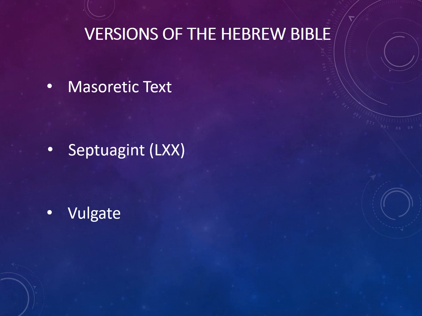These 3 major versions we'll talk about in the future, but be sure to understand the distinctions between them. The Masoretic text contains the Hebrew Bible in its entirety in Hebrew only. The Septuagint contains the Hebrew Bible and the New Testament as well as apocryphal books, but in Greek. And the Vulgate is in Latin and contains the Hebrew Bible, the New Testament, as well as some apocryphal books.